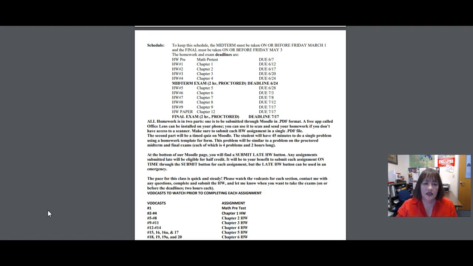Okay, the next page, schedule. We have 2 proctored exams, which are 2 hours each. The deadline for taking the midterm is the 24th of June. The deadline for taking the final is the 17th of July.